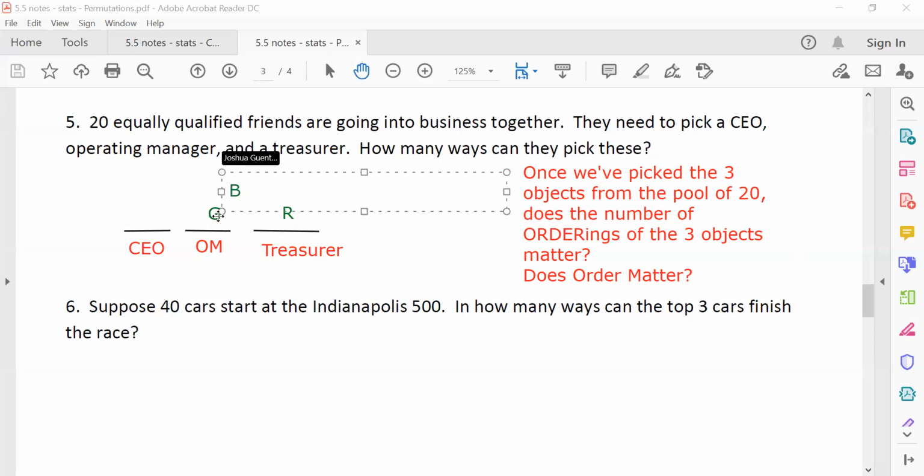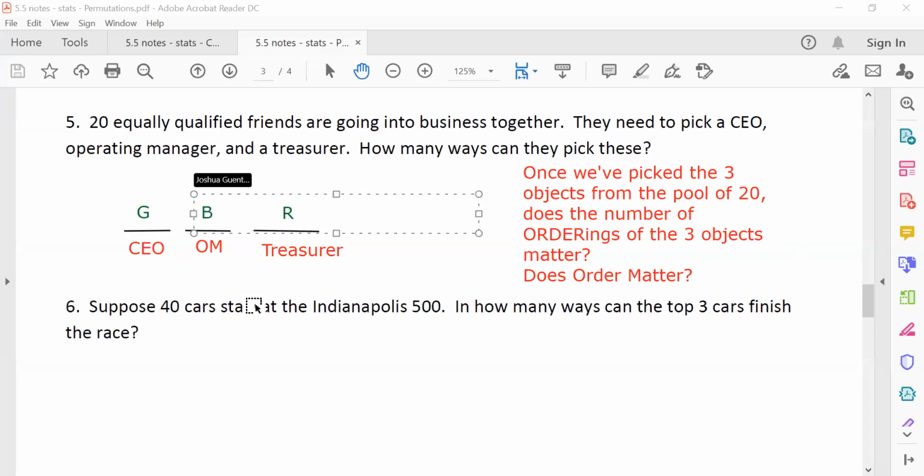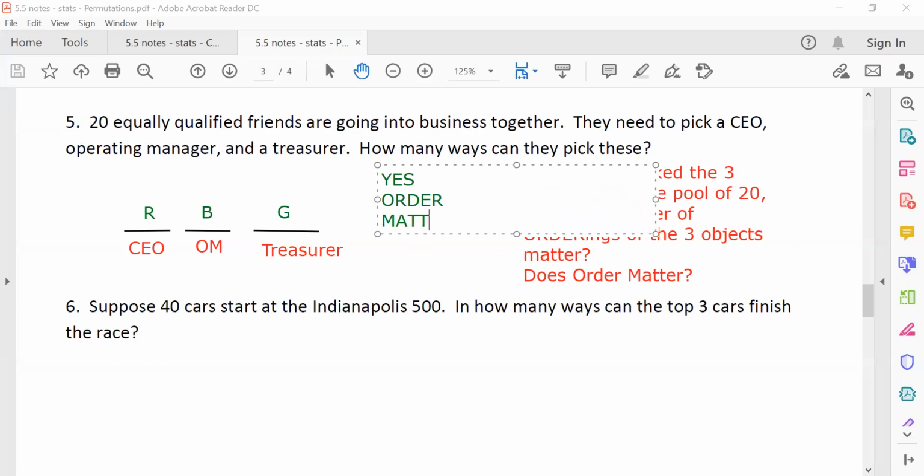But there's actually a bunch of different ways you could reorder those three people to fill those roles. And so actually the order of the group does matter even once you've picked the three out of the 20. So a very much yes, order matters because you have three named positions that you're trying to fill. It's the same as if you were running a race. Not only do you need to pick your top three finishers, but the order in which they finish does matter. So we use a permutation.